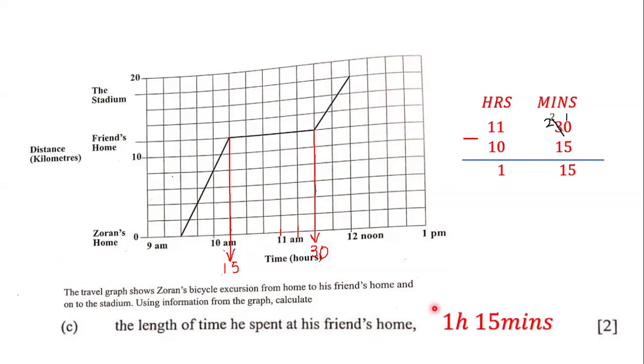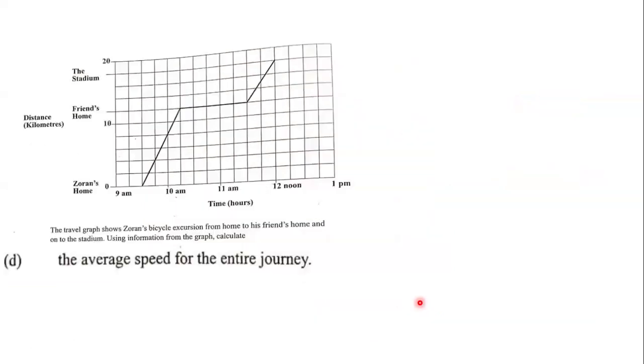Next, we have to determine the average speed for the entire journey. Now, what is average speed? Well, average speed is distance divided by time. Now, what is the distance? The total distance starts at Zoran's home and ends at the stadium.